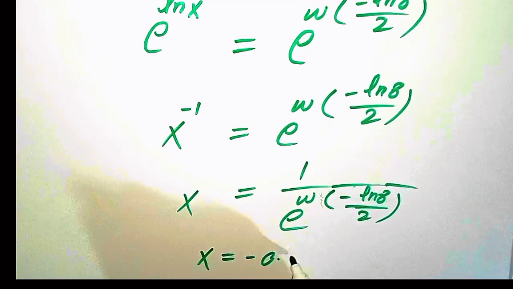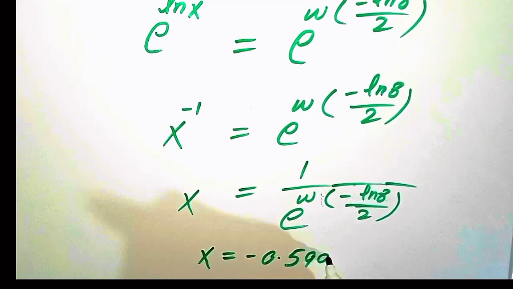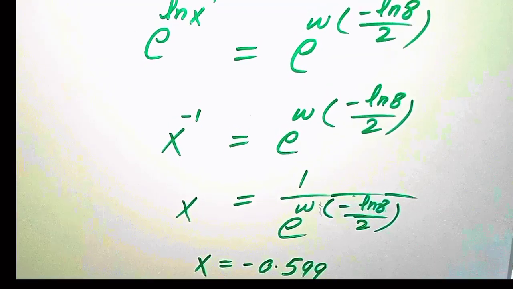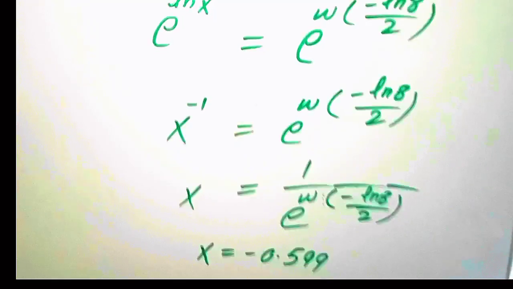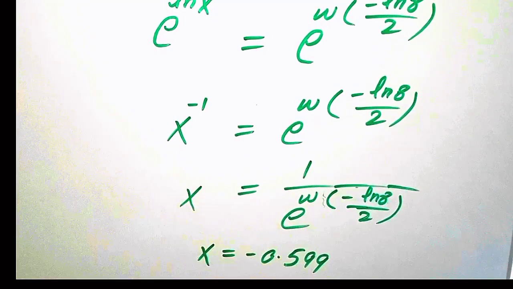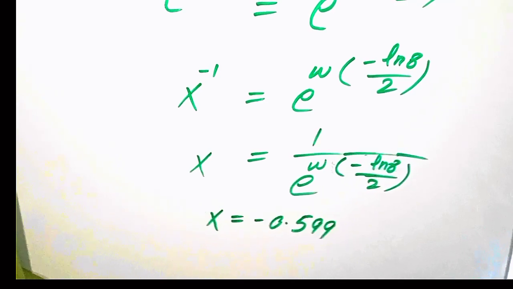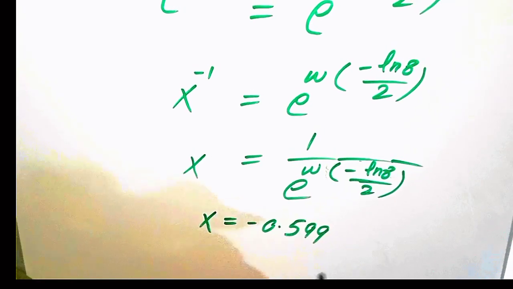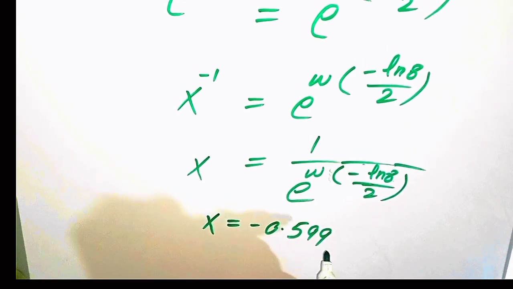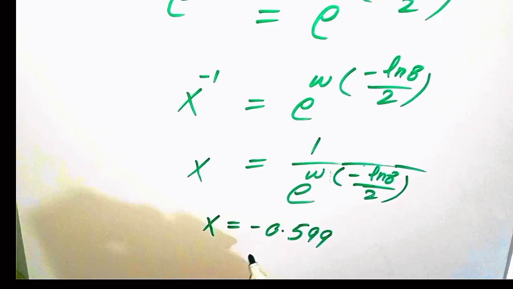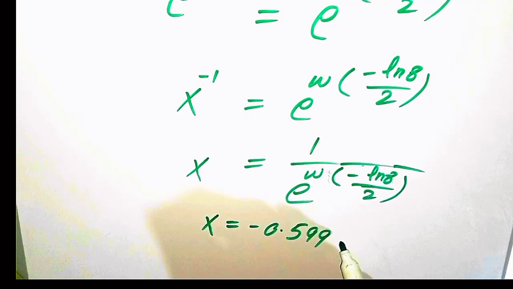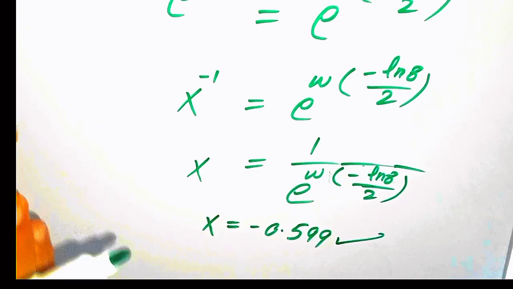minus 0.599. So when we use a calculator with the Lambert function, x is equal to minus 0.55599. So this is our answer.